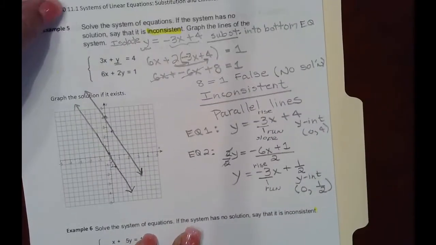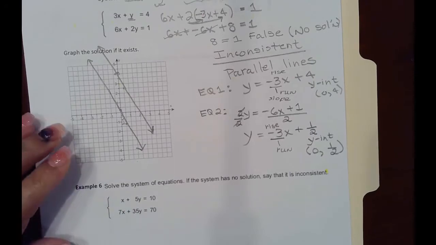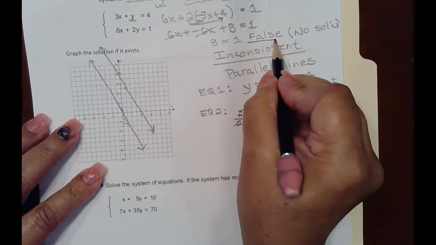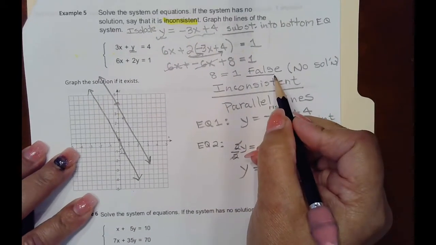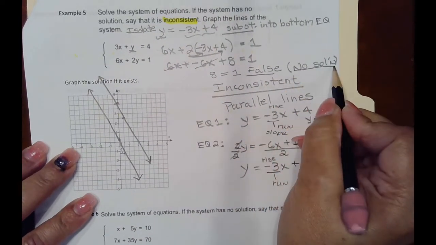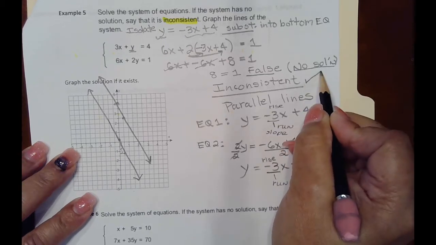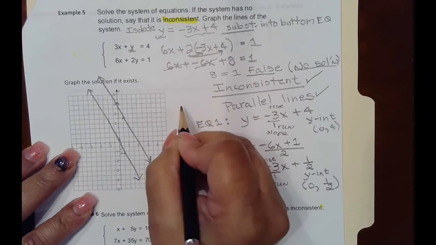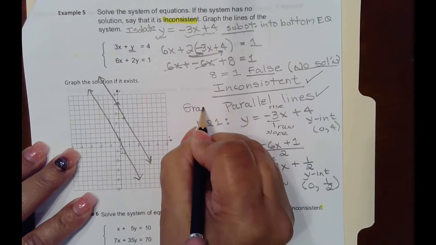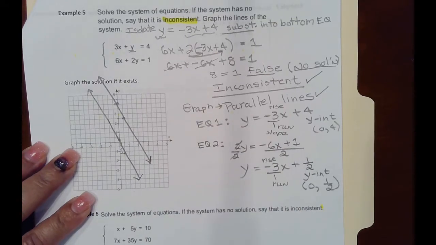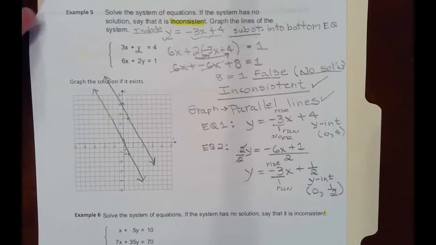Okay, and then you have 2 parallel lines. Make sure that you are familiar with this terminology. When you get a false statement as you solve your problem algebraically, that means there is no solution. The word for such a system is inconsistent. The graph turns out to be parallel lines, meaning the 2 lines don't touch, and only where they do touch is where you have a solution. So that's why this has no solution, because they do not touch.